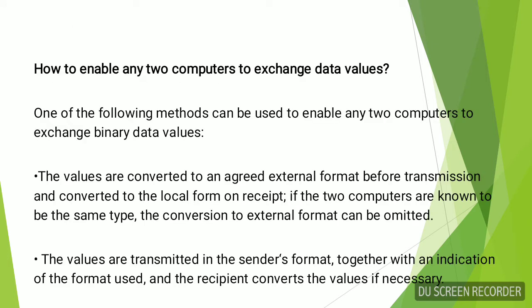The next question is how to enable any two computers to exchange data values. One of the following methods can be used to enable any two computers to exchange binary data values. The values are converted to an agreed external format before transmission and converted to the local form on receipt. If the two computers are known to be the same type, the conversion to external format can be omitted. The values are transmitted in the sender's format together with an indication of the format used, and the recipient converts the values if necessary.